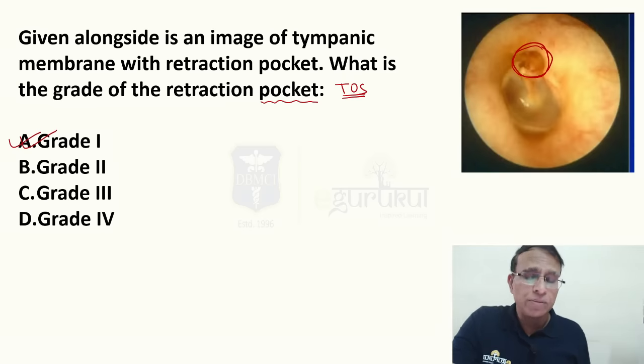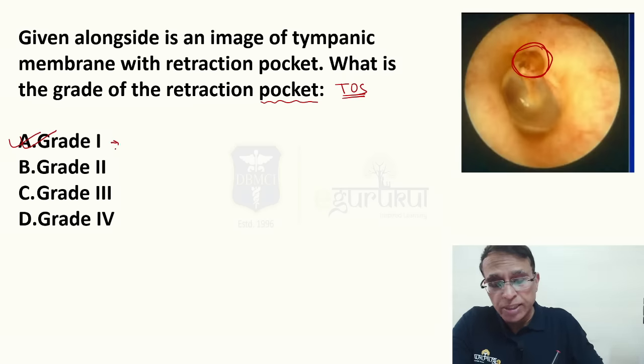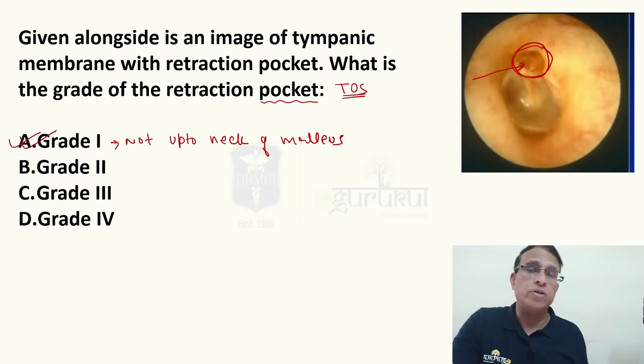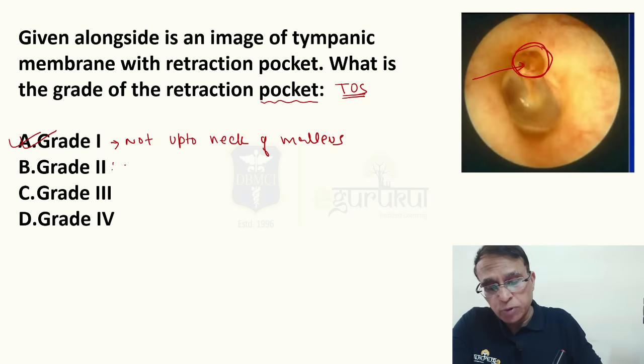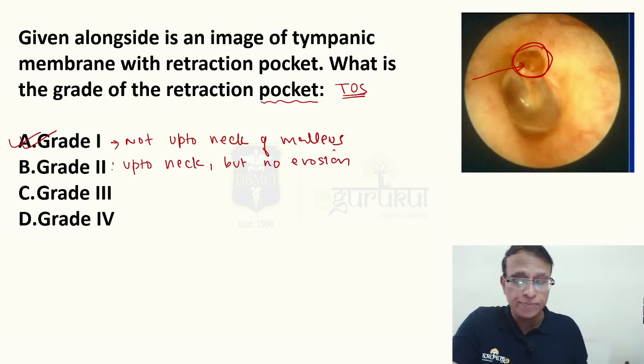Now why grade 1? Because in grade 1 there is retraction, but it is not up to the neck of malleus. In grade 2, the retraction is up to the neck of malleus, but no bony erosion is there.